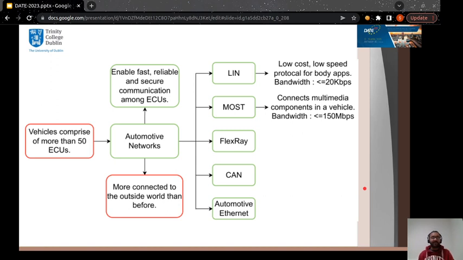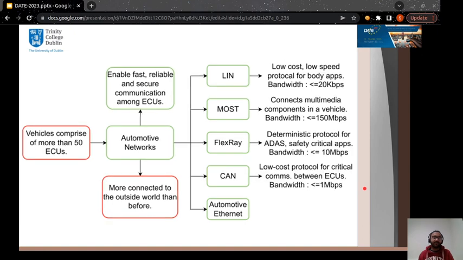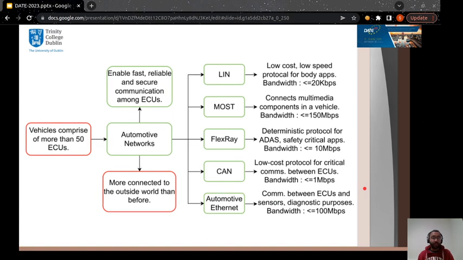Media-oriented systems transport to connect audio, video, and other multimedia components in a vehicle, allowing them to communicate and share data. FlexRay. This is a time-triggered deterministic automotive communication protocol used for ADAS systems and other safety-critical applications. Controller area network is used for communication between ECUs for critical communications to support applications like engine and transmission control, airbag deployment, and anti-lock braking systems. Automotive Ethernet for diagnostic purposes and fast communication between ECUs and the sensors on the vehicle to sometimes determine how they function in real time.